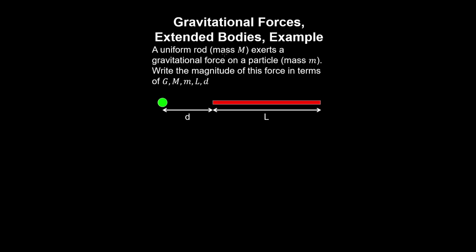A uniform rod exerts a gravitational force on a particle. And write the magnitude of this force in terms of the following variables. Well, if we take a differential element from the rod, it's at some distance x from the origin of the rod, then this differential mass element exerts a differential gravitational force as follows.